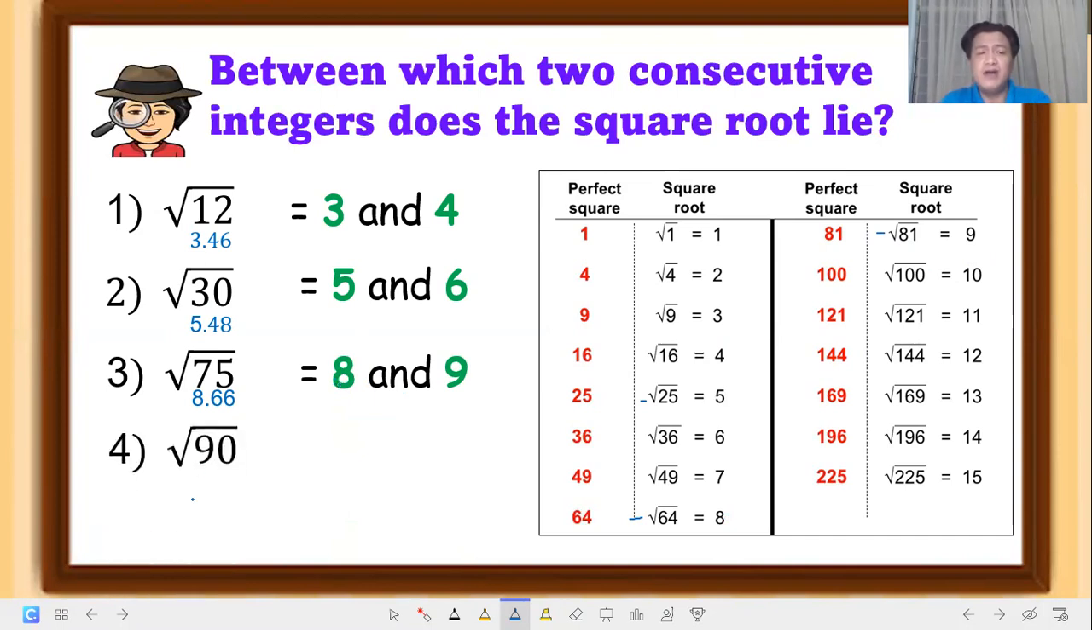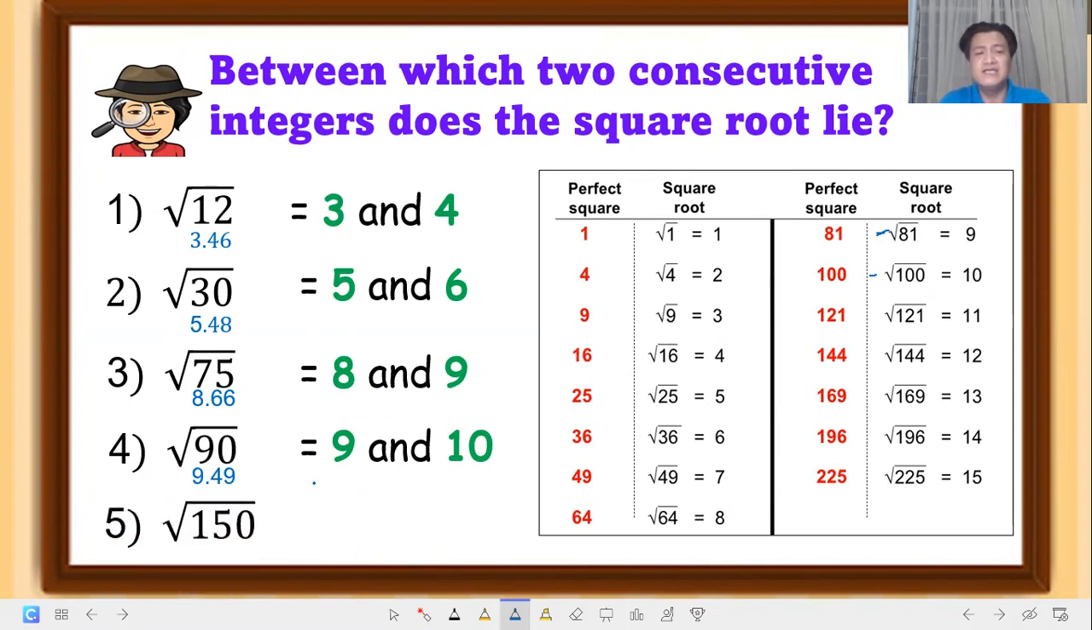So we have number 4, that is square root of 90. Saan makikita yung square root of 90? That is between 9 and 10. Diba? Kung makikita natin, square root of 90, nandito siya sa pagitan ng square root of 81 tsaka square root of 100. Kaya ito yon, 9 and 10 ang answer natin. If you convert this to decimal, that is 9.49.